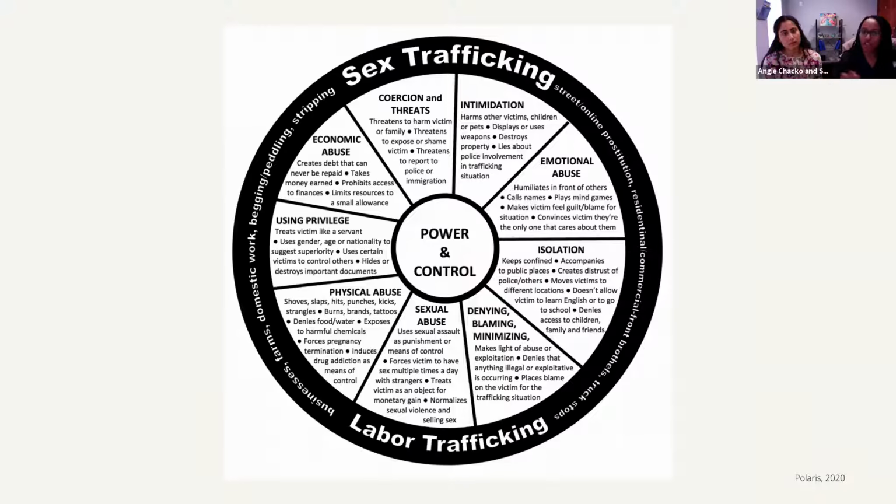Like I said, not all of these have to be used every single time, but you'll have at least a couple of these pieces of the wheel at play with each of the victims to see why the person had that power and control over them in the first place.